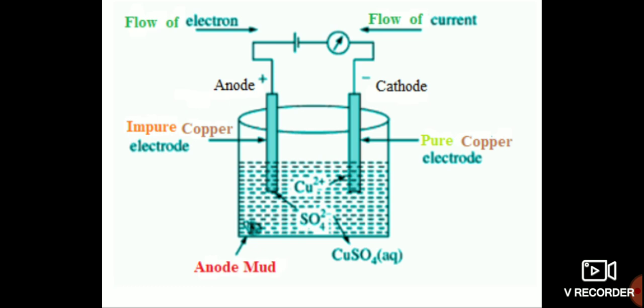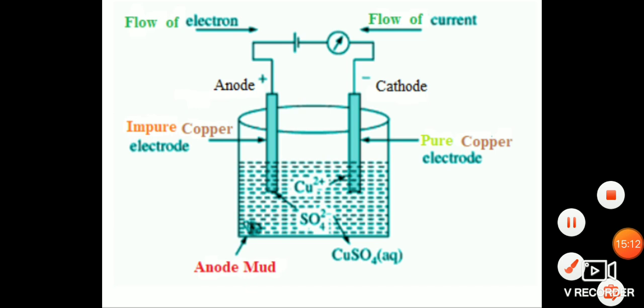So the transfer of copper in pure form from the anode to the cathode is the electrolytic refining process. In this process, the impure metal is made the anode and a thin strip of pure metal is made the cathode. This is the electrolytic refining process.